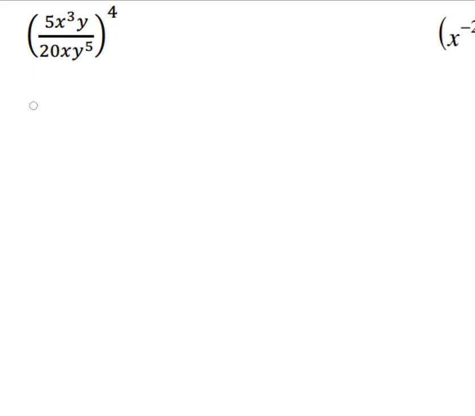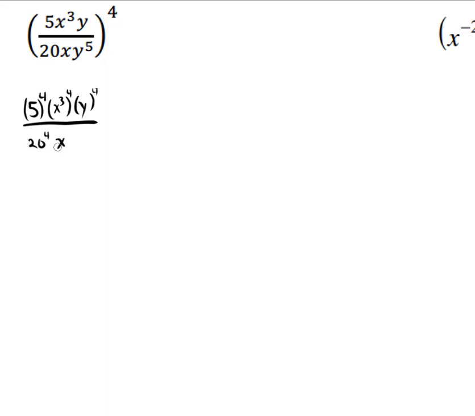So let's start at the top. I have 5. I'm going to raise this 5 to the 4th power, right? So I have 5 to the 4th power. I have x cubed being raised once again to the 4th power. And I have y being raised to the 4th power. And you might think that that's it. But actually, if you look on the bottom, all of this needs to be raised to the 4th power as well. So I have 20 raised to the 4th power.